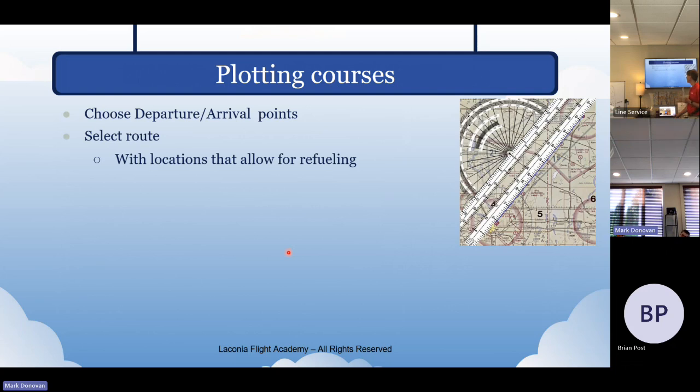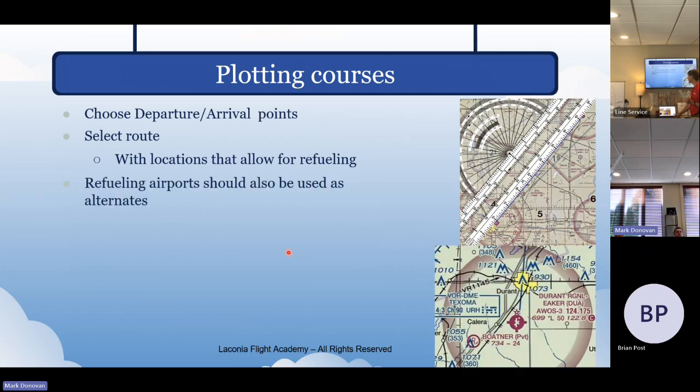Select a route with locations that allow for refueling. It's always a good idea, even if you have full tanks and plenty of fuel to get to the flight, to go along a route that will set you up so that if you needed to get fuel, you can easily stop, land, and get fuel. Those refueling airports should also be used as possible alternates.